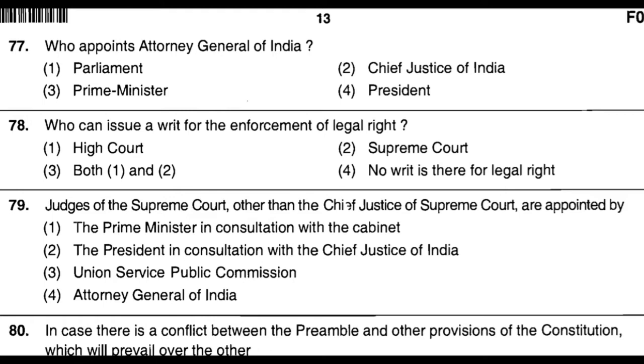Now question number 79. Judges of Supreme Court other than Chief Justice of Supreme Court are appointed by option number 1, the Prime Minister in consultation with the Cabinet. Option number 2, the President in consultation with Chief Justice of India. Option number 3, Union Public Service Commission. Option number 4, Attorney General of India. And the correct answer is option number 2, the President in consultation with Chief Justice of India.